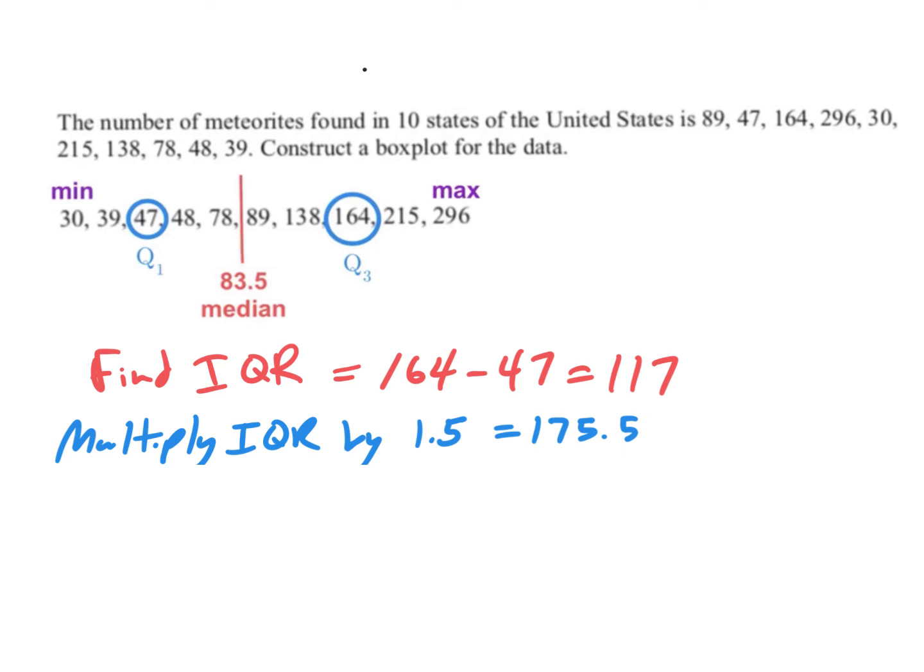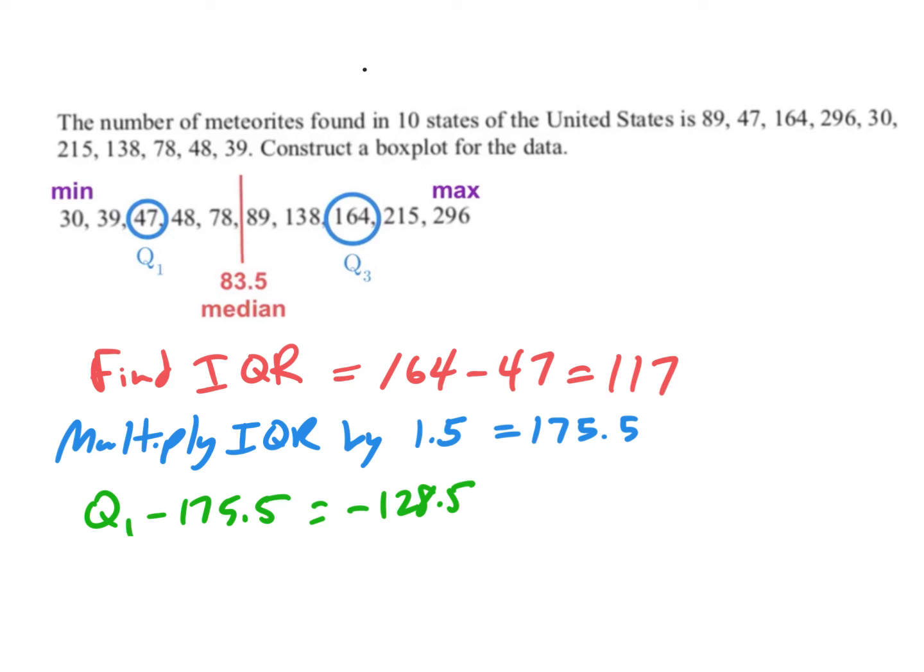So what I have to do with that now is add it to Q3 and subtract it from Q1, and those will create my upper boundary for an outlier and my lower boundary for an outlier. In this case, Q1 minus 175.5 is a negative. Obviously, none of my values are negative. So it would have to be more negative than this in order to be an outlier, which I don't know how that would be. I don't know how you'd have negative meteorites. What would that be, a negative meteorite falling on your state? You pick it up and throw it back. You're throwing meteorites back into space.